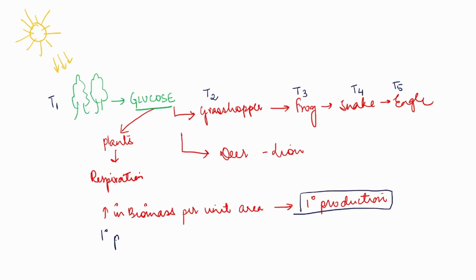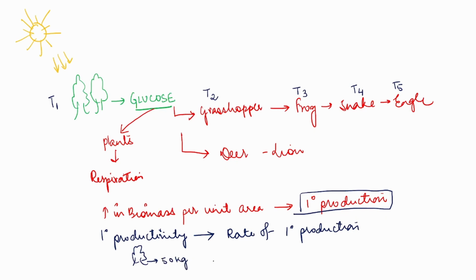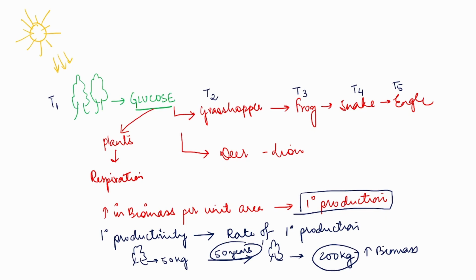Now what is primary productivity? Primary productivity is the rate of primary production. Rate of primary production means what? If this is a plant weighing 50 kg, after 50 years, say the increase in biomass is 200 kg. So what we have seen is the increase in biomass with respect to time. With respect to what? Time. We call that primary productivity. Clear?